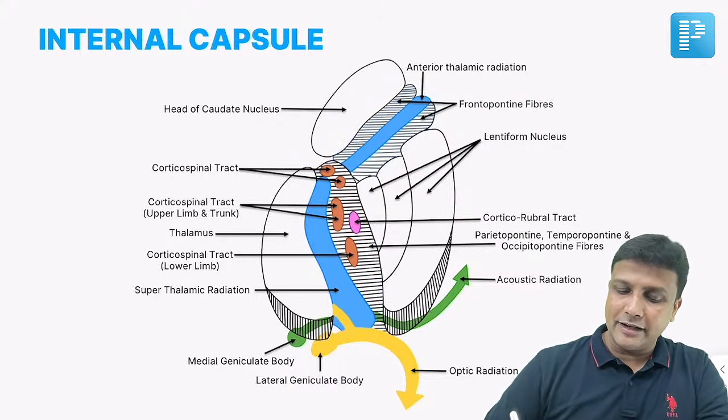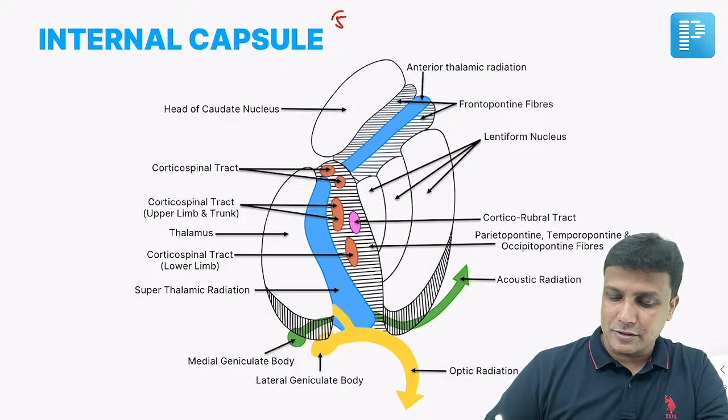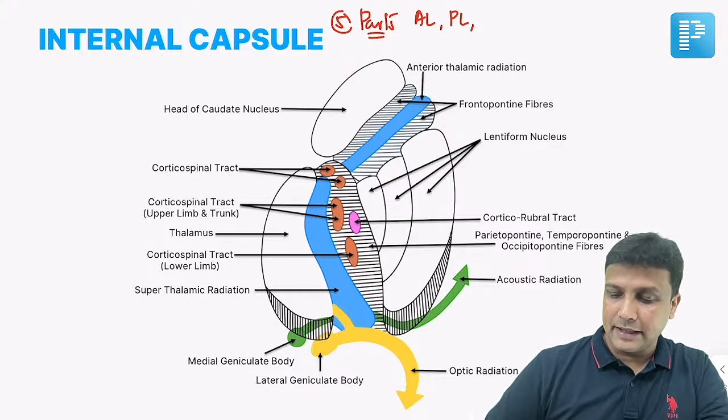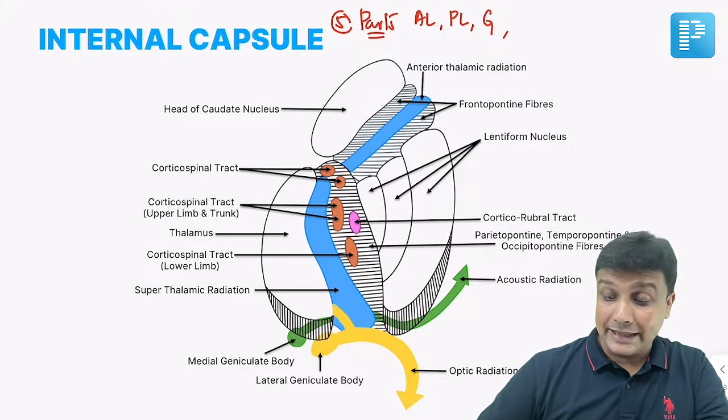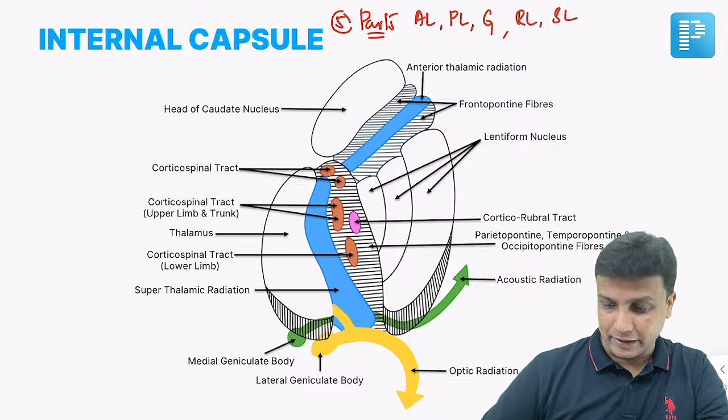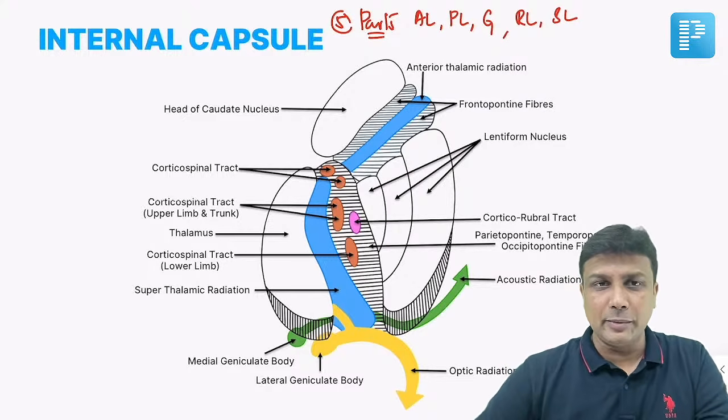First of all, remember that there are totally 5 parts in the internal capsule, sir. Now, those 5 parts: number 1, there will be the anterior limb, there will be the posterior limb, the bend in the middle will be the genu, and then there will be a retrolentiform part, and then there will be the sublentiform part here, sir. First point to remember here.